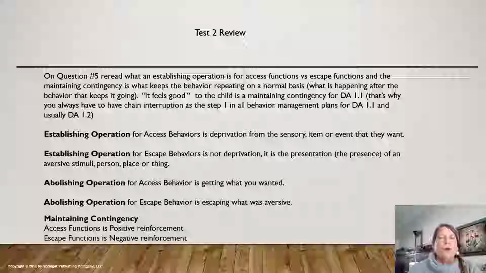So in 1.1, if it's a sensory stimulus, then the establishing operation is the child feels the need to move around, the child feels the need to hit their head because it helps them relax, or it helps them relieve pain in other parts of their body.